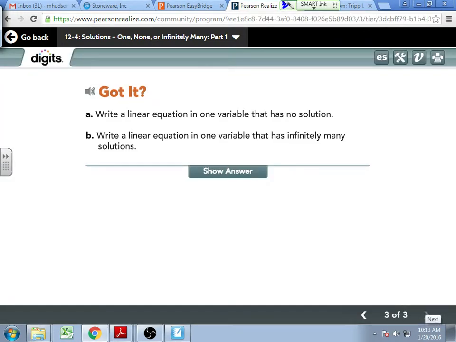So I want you guys to try to write a linear equation in one variable. All that means is using a constant, using a coefficient, and using a variable that has no solution. So remember, to make no solution, it has to contradict. It has to be a lie. Then write a linear equation in one variable that has infinitely many. So you want it to end up being identical on both sides.